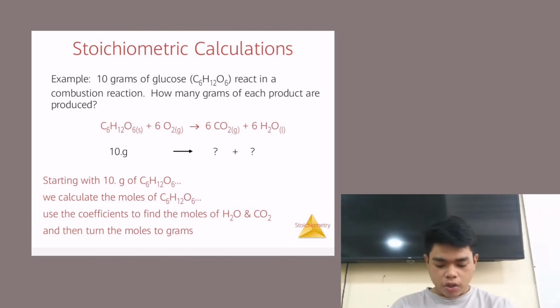Stoichiometry calculation. Starting with 10 grams of the reactant, we can calculate the moles of it. Use the coefficients to find the moles of the other reactants and products, and then return to grams.